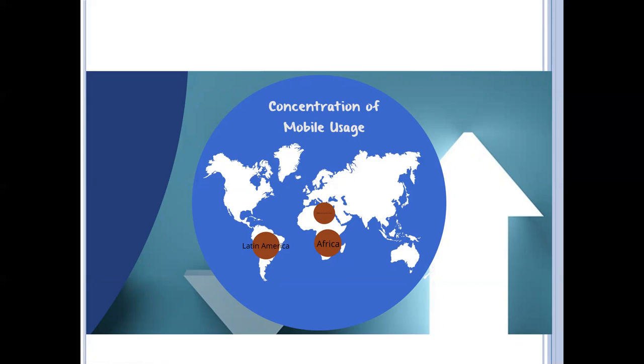Now, we need to know the concentration of mobile usage around the world. Well, the statistics show that Latin America, Africa, and the MENA region, that's the Middle East and North African regions, actually show the highest concentration of mobile usage in the world.